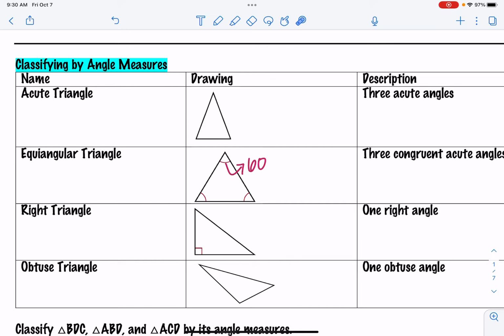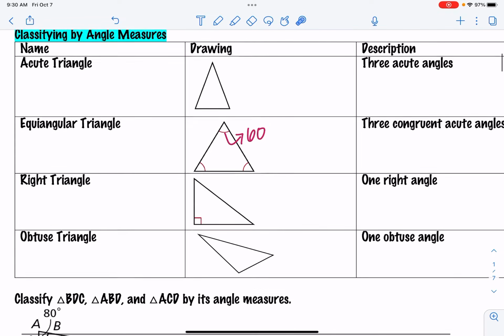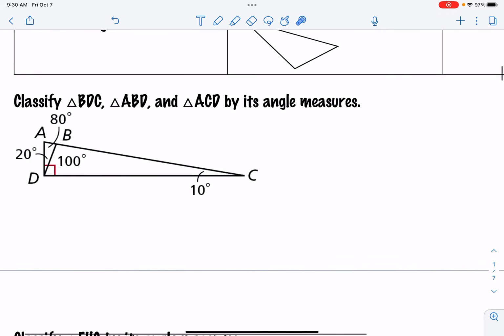An equiangular triangle has 3 congruent acute angles. And since a triangle adds up to 180 degrees on the inside, divide that by 3 equal angles. That means each of these angles will be 60 degrees. A right triangle has 1 right angle. And an obtuse triangle has 1 obtuse angle. So now knowing that, we're just going to classify each of these triangles.